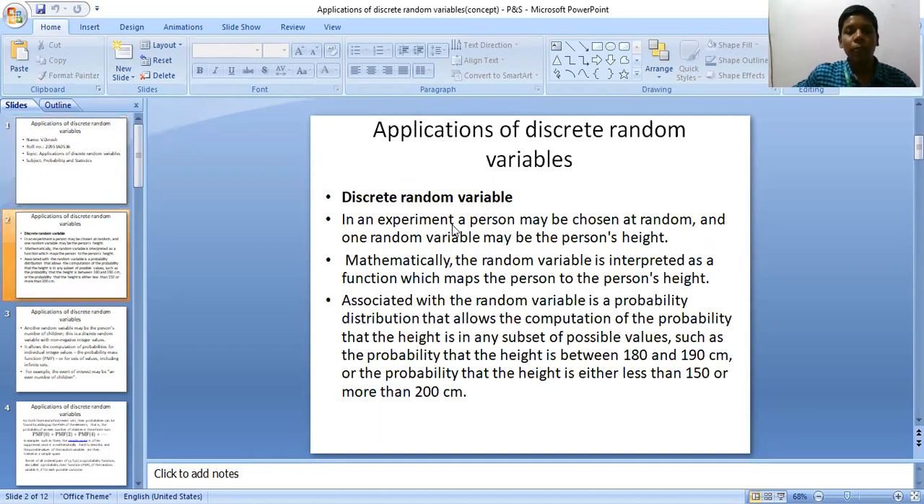Discrete random variable. In an experiment, a person may be chosen at random, and one random variable may be the person's height. Mathematically, the random variable is interpreted as a function which maps the person to a person's height. Associated with the random variable is a probability distribution that allows the computation of the probability that the height is in any subset of possible values, such as the probability that the height is between 180 and 190 centimeters, or the probability that the height is either less than 150 or more than 200 centimeters.